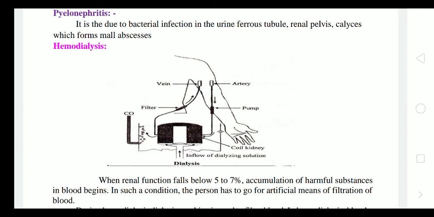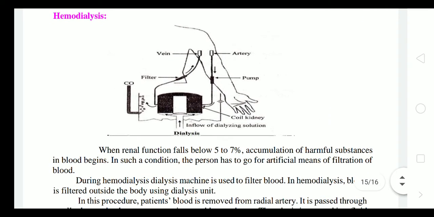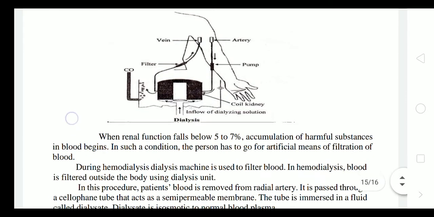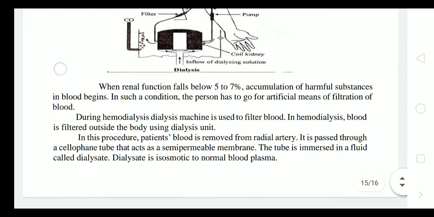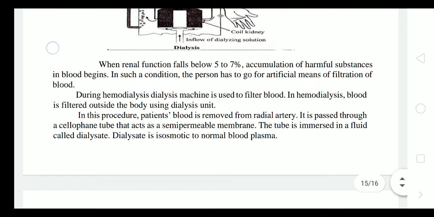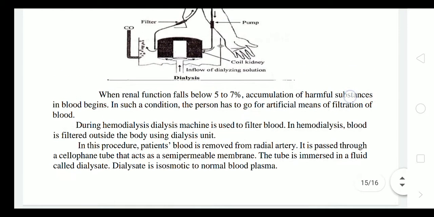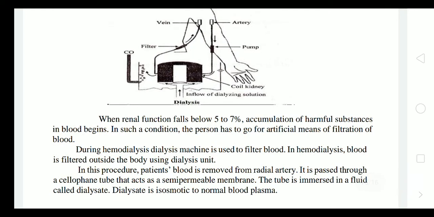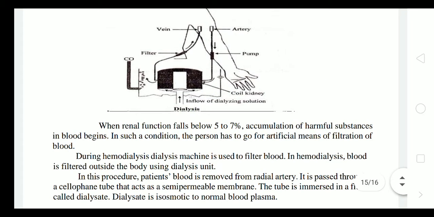Here are some techniques which are used in kidney failure. Hemodialysis. When renal function falls below 5 to 7%, accumulation of harmful substances in blood begins. In such a condition, the person has to go for artificial means, the filtration of blood. During hemodialysis, a dialysis machine is used to filter the blood. In hemodialysis, blood is filtered outside the body using a dialysis unit. Here in the diagram it is shown.